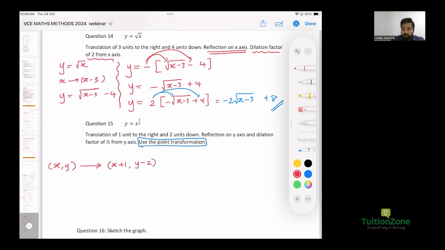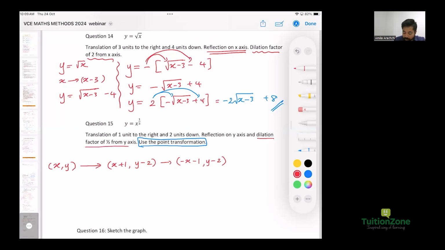And then reflection on the y-axis. So if it's a reflection on the y-axis, are we changing x or y? We're changing the x value. That's opposite, right? So reflection on the y-axis. So then it becomes negative x, negative 1, and then y minus 2. What's next?